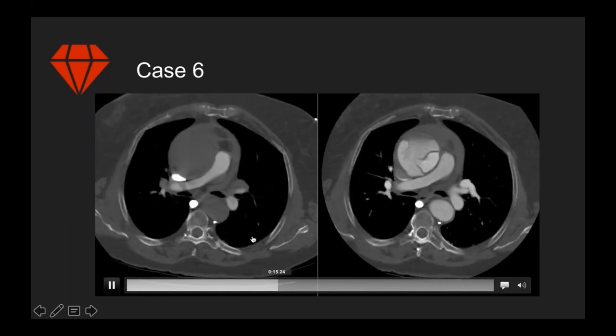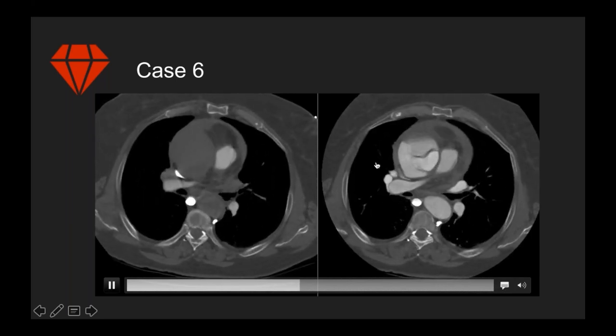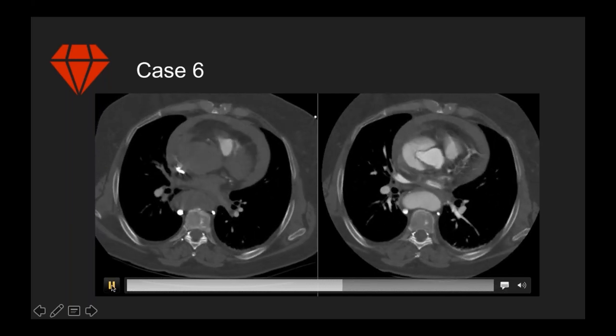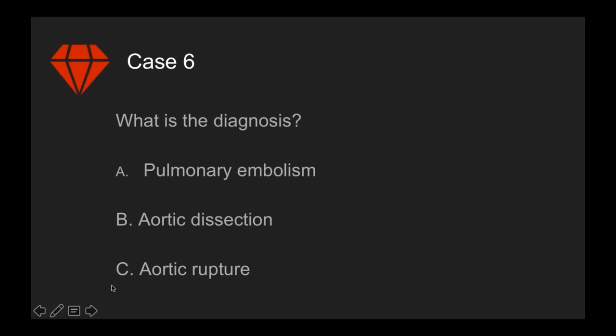So clearly here we've done a CTPA, and this has been followed up by an arterial phase scan, aortic phase scan. So what is the diagnosis here? Is it a pulmonary embolism? Is it aortic dissection? Or is it aortic rupture? So if we go to the polls.